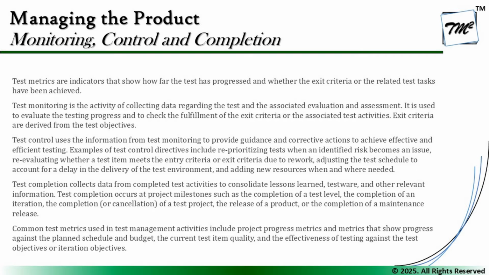Whereas on the other hand, the test control uses the information from the test monitoring to provide guidance and corrective actions to achieve effective and efficient testing. Examples of test control directives include reprioritization of tests when an identified risk becomes an issue, reevaluating whether the test item meets the entry criteria or exit criteria due to any rework, adjusting the test schedule to account for a delay in the delivery of the test environment, and adding new resources when and where needed.